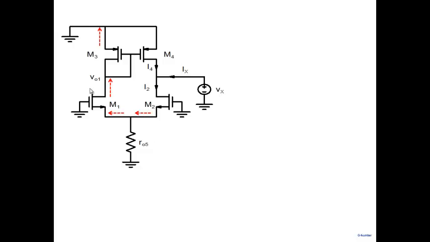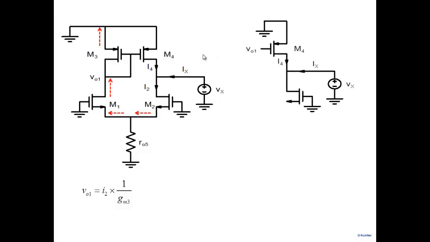And what it does is, at this point here, it sets up a voltage, equal to I2, this current here, multiplied by the net resistance of this branch, which is 1 over GM3. So to calculate I4, you focus on M4 with the voltage V01 given here and the other end ground. So you have a simple transistor with a voltage applied to the gate and with the source at ground. So you can easily calculate what is I4.